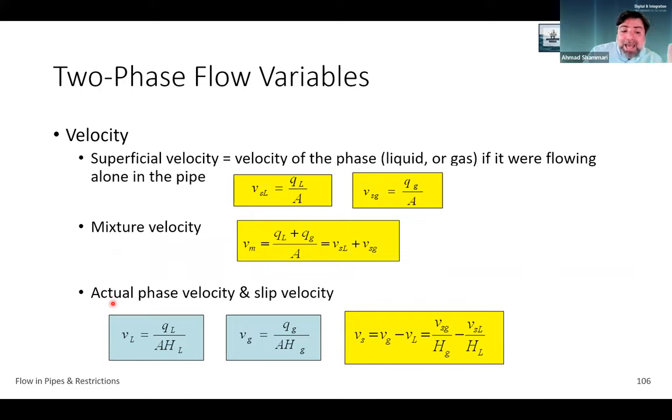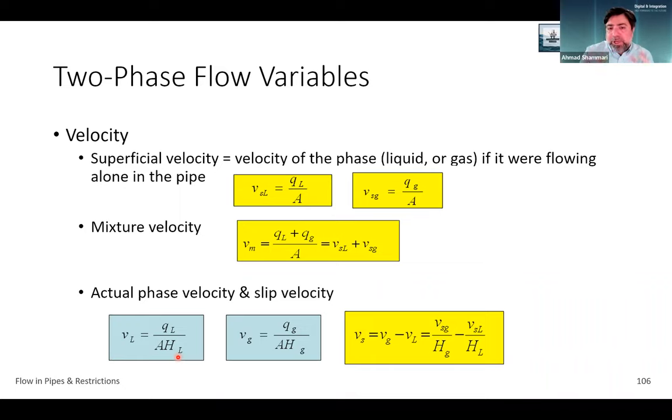If we need to calculate the actual phase velocity, then we simply divide the superficial velocity of the liquid by the holdup. Because suppose that we have 70% liquid, 30% gas, right? So that means the overall area is occupied by 70% liquid, 30% gas. When I calculate the superficial liquid velocity, I am dividing by a bigger area, right? Because only 70% of the area is occupied by liquid.